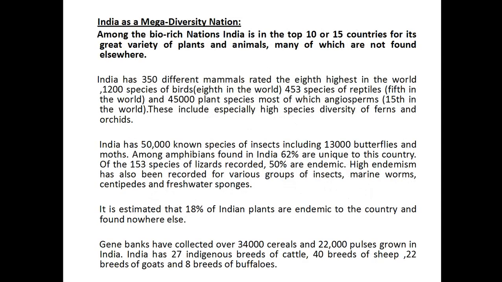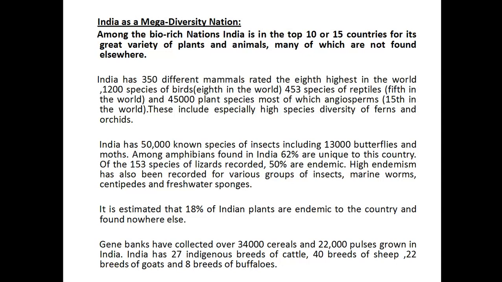Now let us consider India as a mega diversity nation. Among the bio-rich nations, India is in the top 10 or 15 countries for its great variety of plants and animals, many of which are not found anywhere else. India has 350 different mammals, rated the 8th highest in the world, 1200 species of birds, rated 8th in the world, 453 species of reptiles, rated 5th in the world, and 45,000 plant species, most of which are angiosperms, rated 15th in the world.